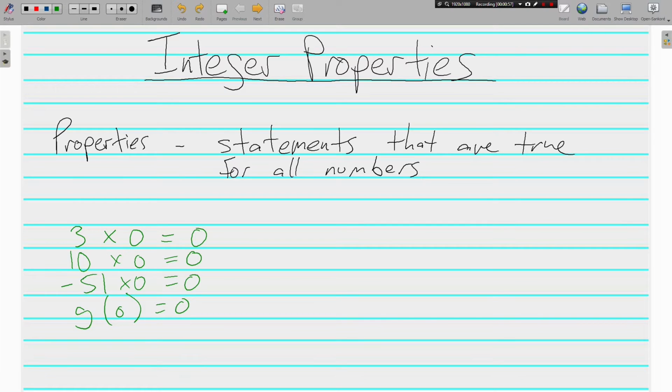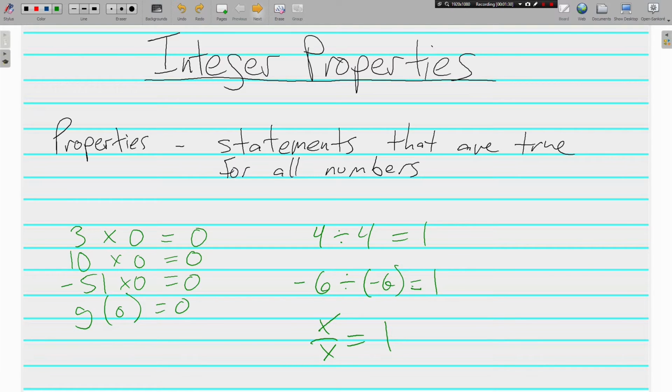A division property that you know is that anything divided by itself is what? It's 1, okay? 4 divided by 4 is 1. Negative 6 divided by negative 6 is 1. X divided by x is 1. Anything divided by itself is 1. Alright, we are looking at three new properties today.